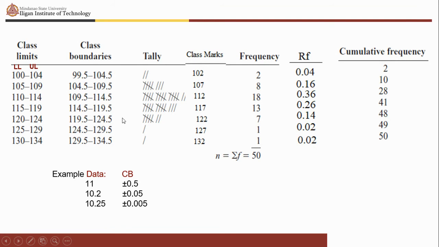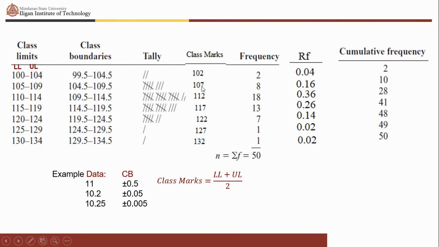After that, we need to solve for the class marks. To solve for the class mark, we need only to add the lower limit plus the upper limit divided by 2. So let's just say we have 100 plus 104 divided by 2, you get 102. 105 plus 109 divided by 2, you get 107.